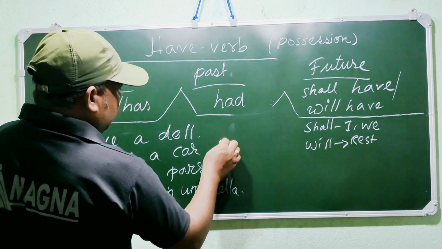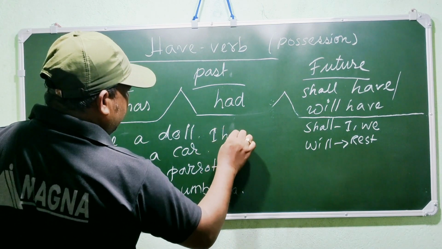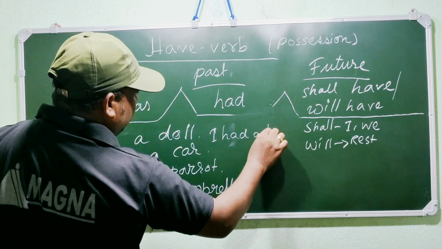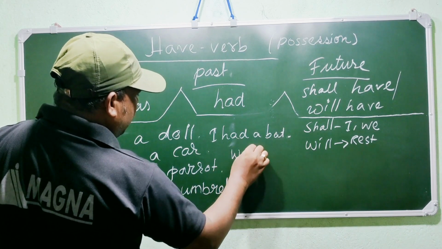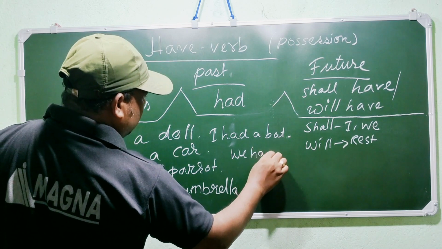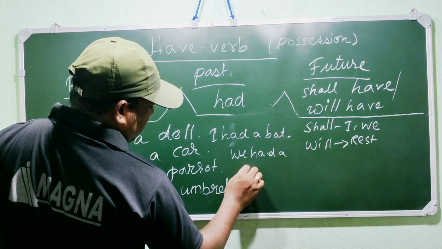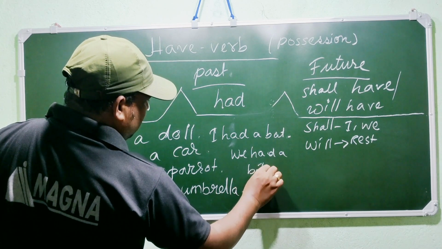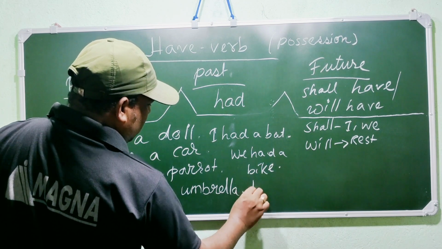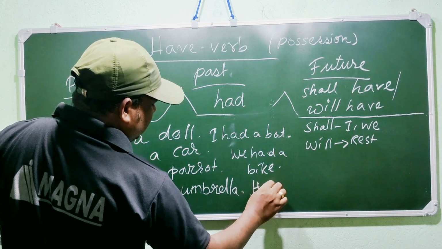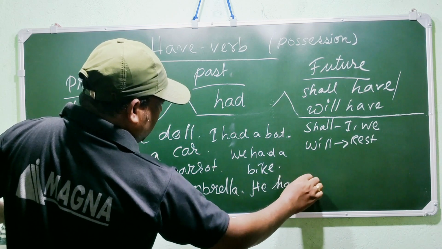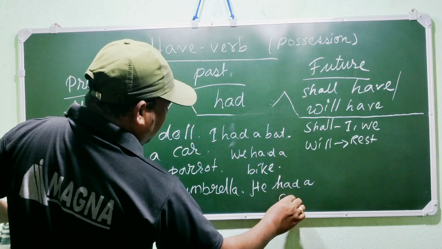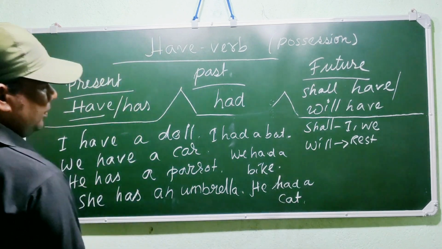In the past, we can use: I had a bat. We had a bike. He had a cat.